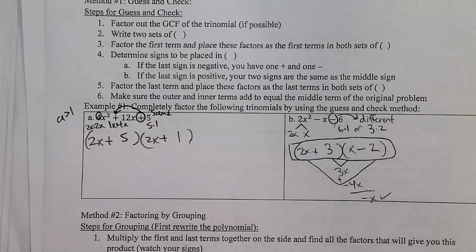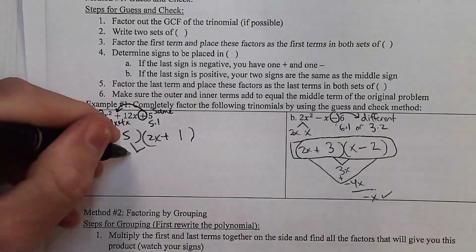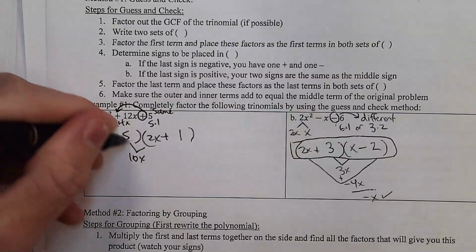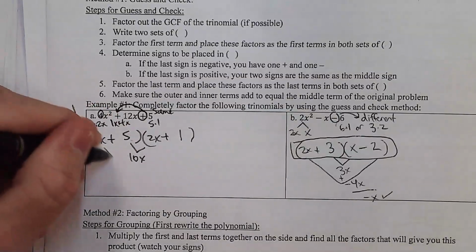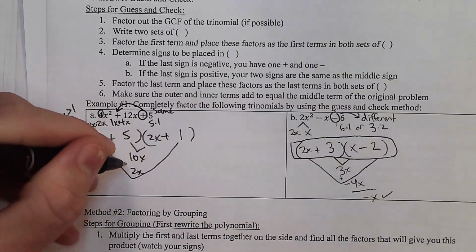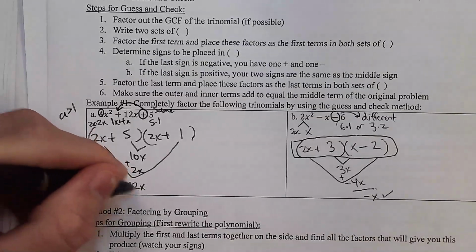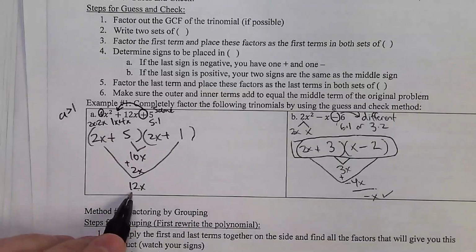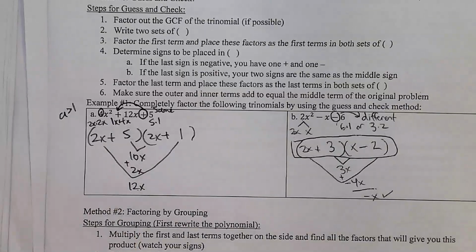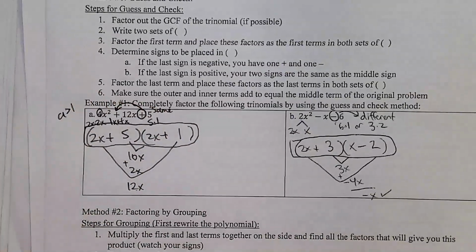To check to see if you're right, I'm going to multiply the insides. What's 5 times 2x? 10x. I'm going to multiply the insides together, and I'm going to multiply the outsides together. What's 2x times 1? 2x, and then I'm going to add them. What's 10x plus 2x? And I'm going to see, does that equal what's in the middle there? Yes, if that's true, then I did it right. So we guessed right on the first try. That's your answer.